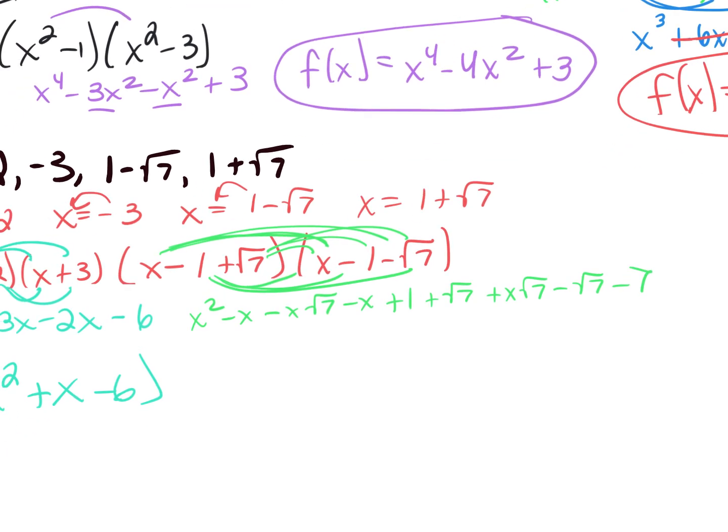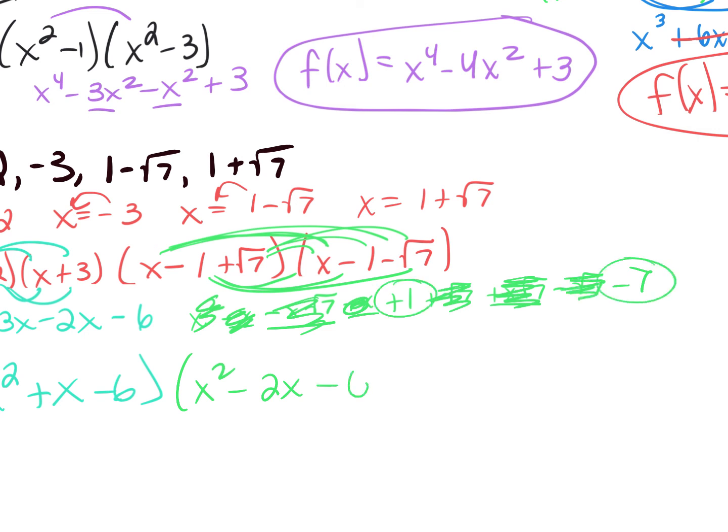So let's combine like terms. We have our x squared. Negative x and a negative x is minus 2x. I have a negative x root 7 and a positive x root 7. They cancel. I have a positive root 7 and a negative root 7. They cancel. So you have 1 minus 7 gives me negative 6.